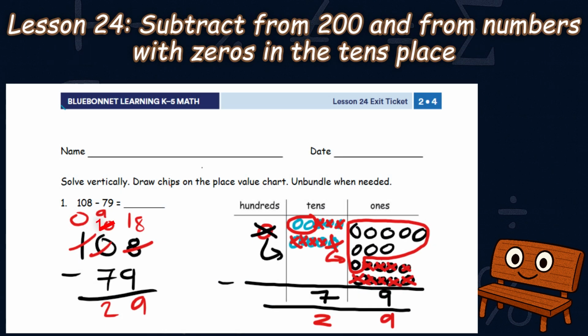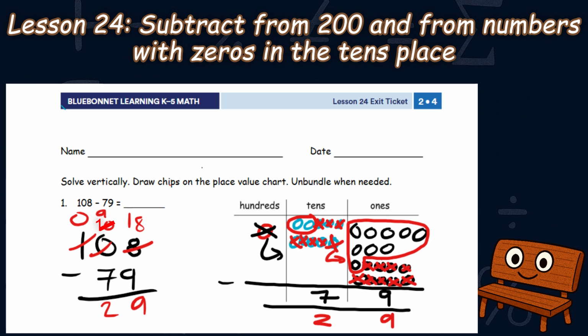And last but not least for this week, we have lesson 24, subtracting from 200 and from numbers with zeros in the tens place. This is a totally different skill, but allow me to explain so that you can understand. Our instruction wants us to solve it vertically, and it wants us to draw chips in our place value chart and unbundle when needed. That is not changing. However, with 108 minus 79, we do have a little bit of a problem after we regroup in our ones place.